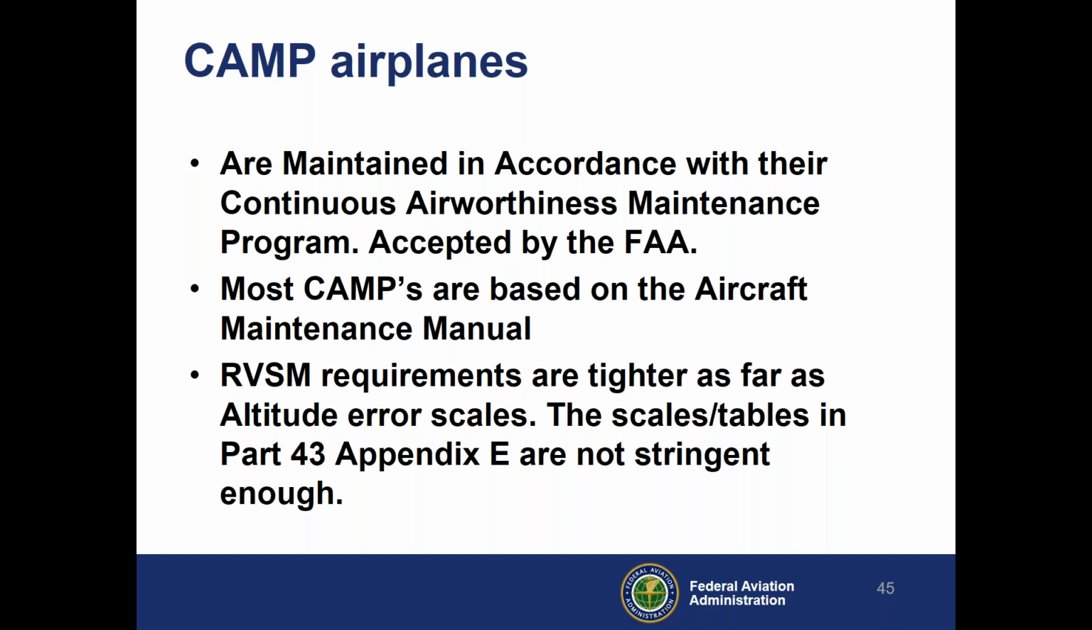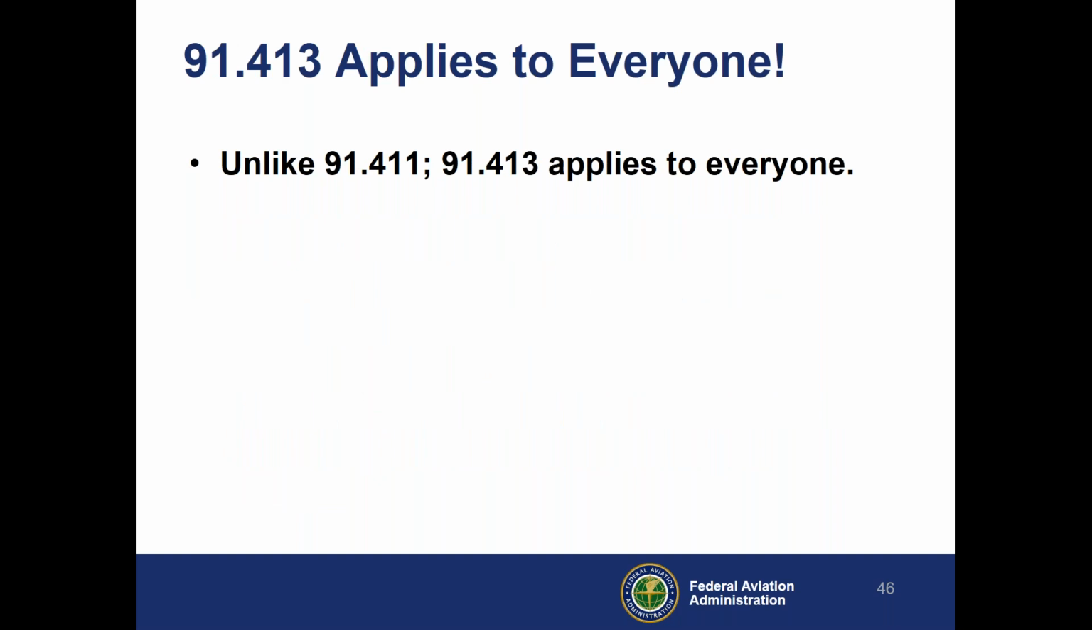And the reason 91.411 doesn't apply is another reason. If you compare the altitude error scales in the aircraft maintenance manual to Part 43 Appendix E, you'll notice that the scales are just not stringent enough to meet RVSM requirements. But 91.413 applies to everyone.